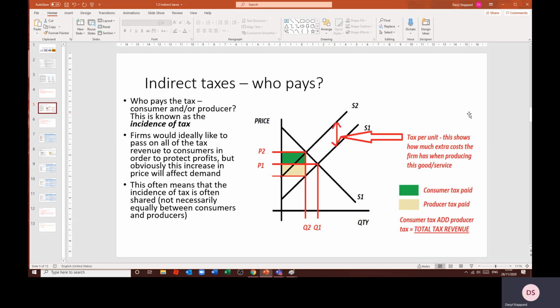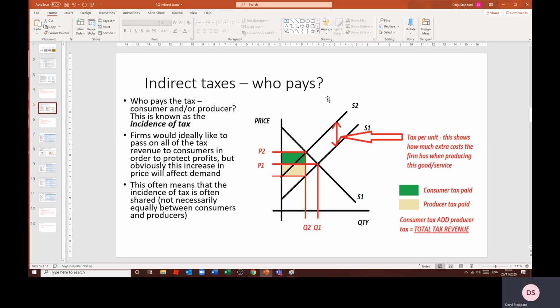What they might also decide to do is to look at sharing that cost. So the firm might absorb some of it, but they might also pass on some of it to the consumer. Right, anyway, let's have a look at an example of the incidence of tax. In other words, who pays that tax?